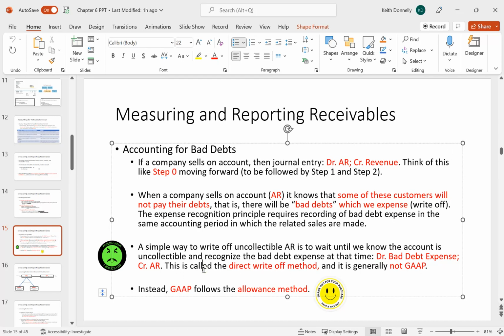This idea is called the direct write-off method. We basically wait, we sit around until we know they aren't going to pay us, then we take the expense. However, much like the cash basis of accounting, this is not GAAP. You don't use the direct write-off method. Instead, GAAP is generally going to follow this thing called the allowance method.